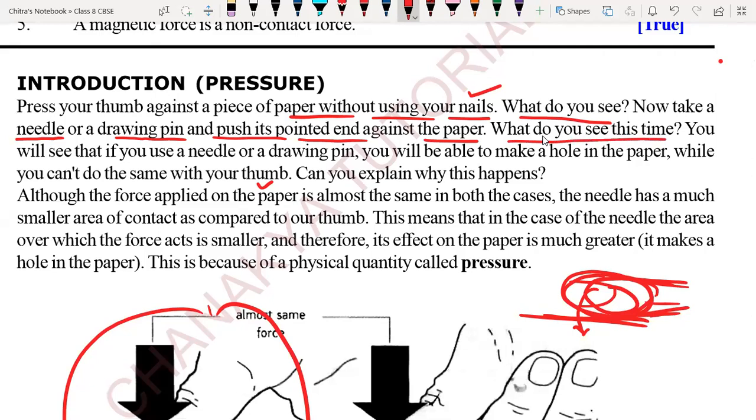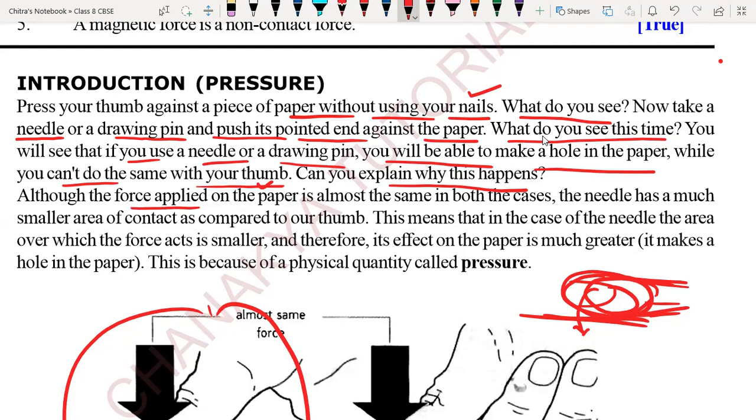What do you see this time? You will see that if you use the needle or drawing pin, you will be able to make a hole in the paper, but not with the help of the thumb. You can't do the same with your thumb. Can you explain why this happened? It is the area and the applied pressure. It gives the relation between area and applied pressure.